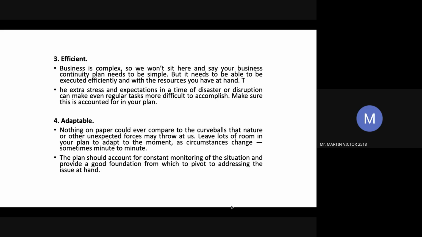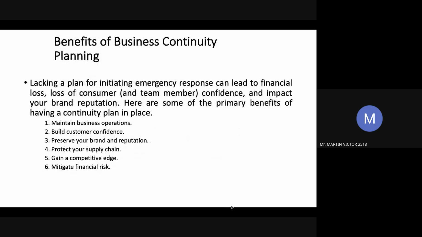If we are thinking about and understanding all these characteristics when we are developing our plan, then definitely a business or an organization can develop a solid business continuity plan, so that whatever disaster or disruption takes place, as much as possible, the business can be continued during the disruption or even after the disruption. Finally, we will see what the benefits of business continuity planning are.